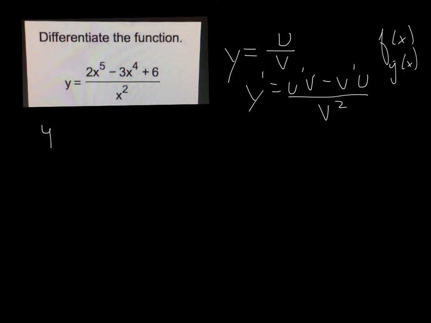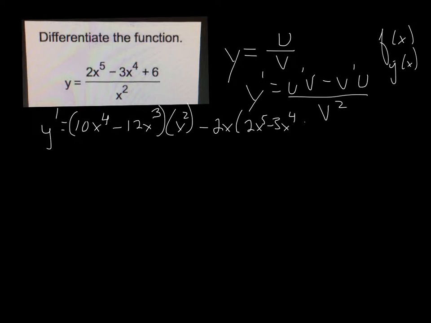So finding our derivative, y prime, we're going to take the derivative of the top, so we'll get 10x to the 4 minus 12x cubed, and the derivative of 6 is 0. And we're going to multiply that by x squared. And now we're going to go minus the derivative of the bottom, which is 2x, and we're going to multiply that by the top, 2x to the 5, minus 3x to the 4, plus 6. Okay. So now all we have to do is simplify.